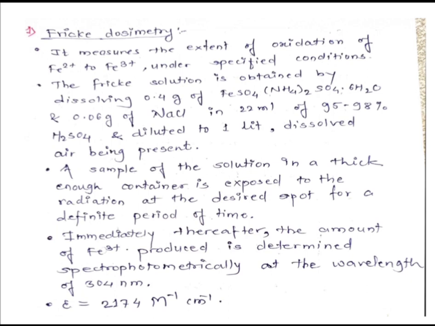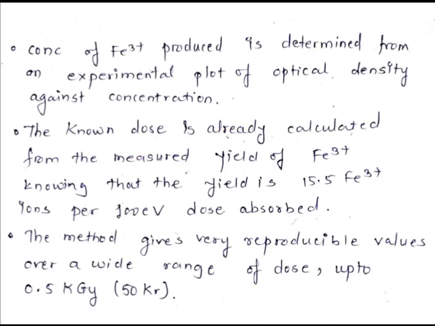Then immediately after that we have to measure the amount of Fe3+ which is produced from the Fe2+, and that will be measured spectrophotometrically at a wavelength of 304 nanometer. At that time the molar absorptivity of the solution is equal to 2174 per mole per centimeter. So this is the Fricke dosimetry, and here again we have measured the Fe3+ amount by spectrophotometry.